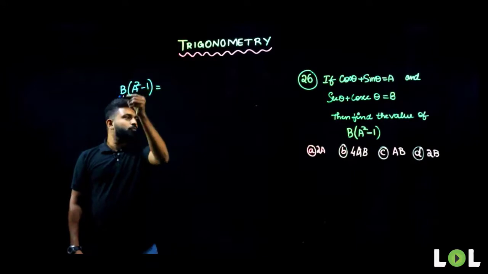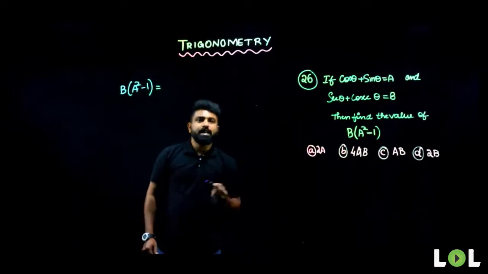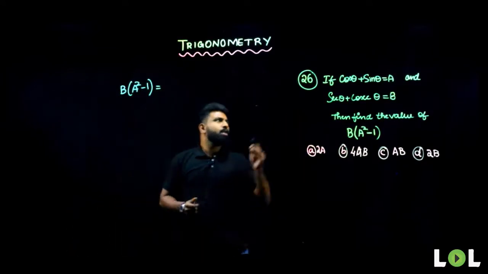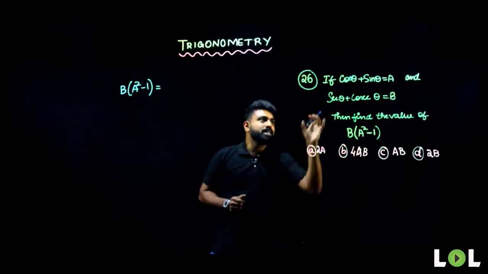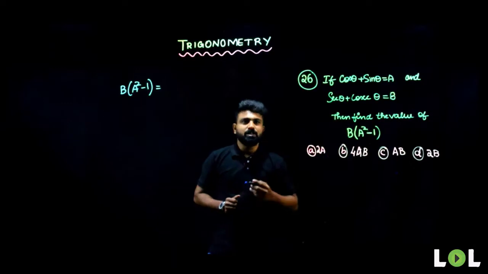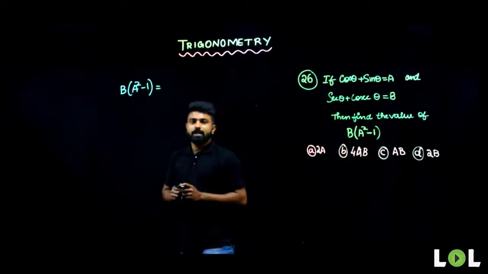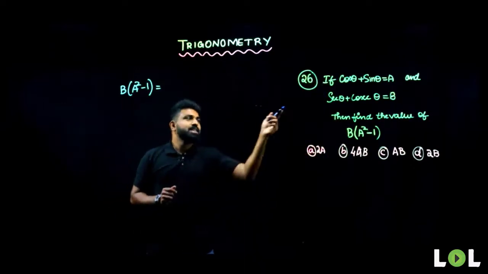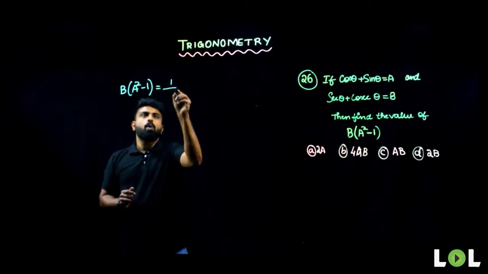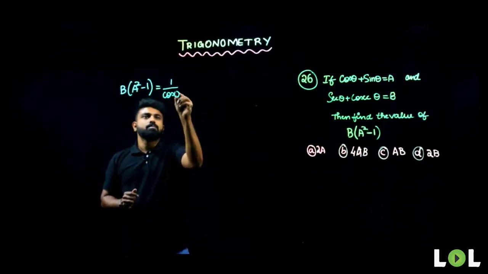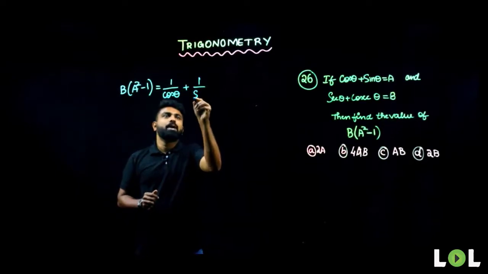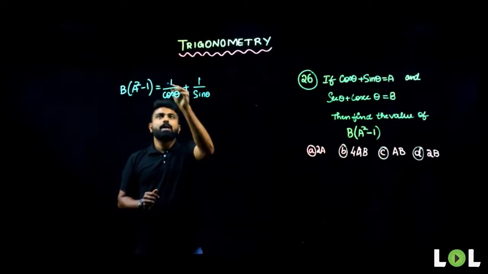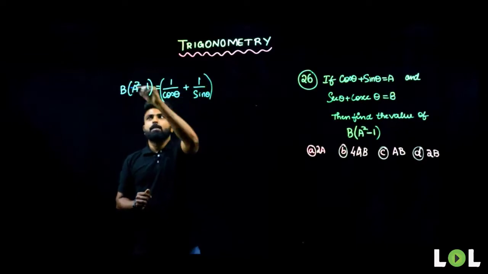So what is the value of B? B is nothing but secant theta plus cosecant theta. Here we have it in terms of cos and sin. Here we have it in terms of secant and cosecant. So I'll convert them into sin and cos. We all know that secant theta is nothing but 1 by cos theta plus, what is cosecant theta? Cosecant theta is 1 by sin theta. So this entire value is B.